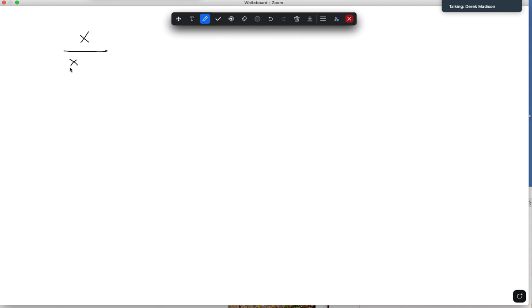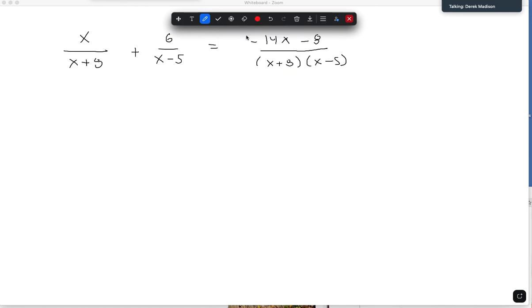So this will be x over x plus 8, plus 6 over x minus 5, equals negative 14x minus 8 all over x squared plus 3x minus 40. Actually, I'm going to factor that so I don't have to rewrite the whole thing. And I bet it's these two factors, sure is: x plus 8 and then x minus 5, just to save myself a little writing on the whiteboard.